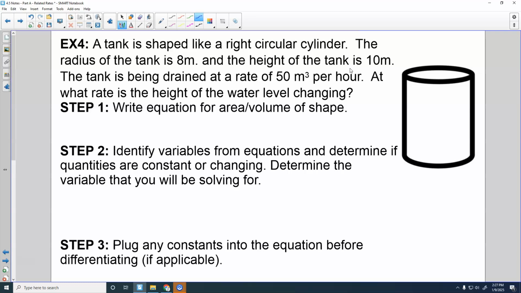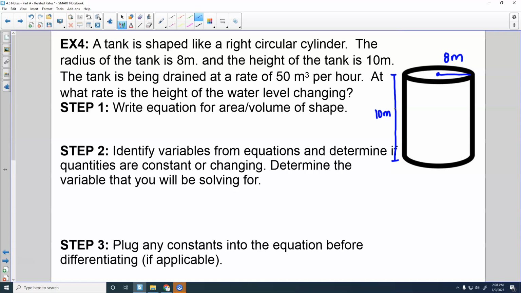So, if we have a tank, and this tank has a radius of 8 meters, and it has a height of 10 meters. It is being drained at a rate of 50 cubic meters per hour. At what rate is the height of the water level changing? Now, these can be a little bit tricky because they have some information you really don't need for this.